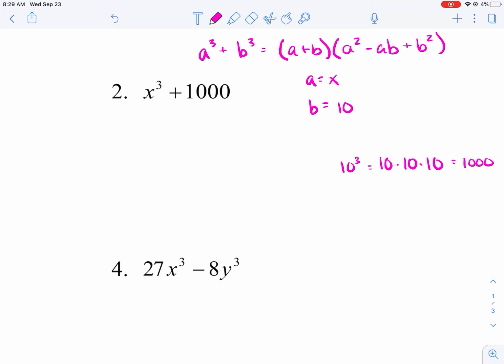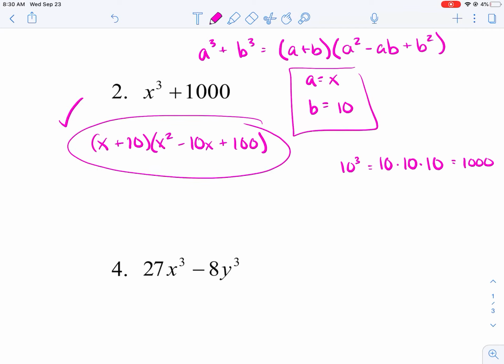You don't have to do this thing with a and b, but sometimes it's just nice to separate that out, and then you can just plug these values right into the expression. So I just go x plus 10. You go x squared minus 10x plus 10 squared, which is 100. And we're done. Okay, let's move on to the next one.